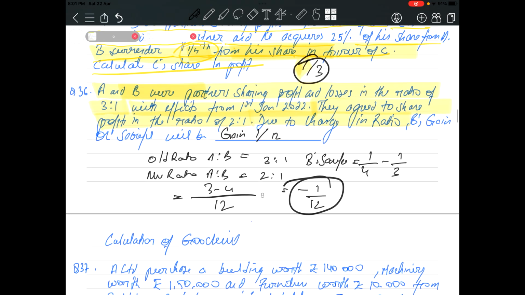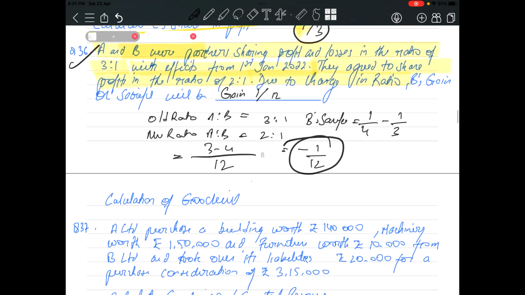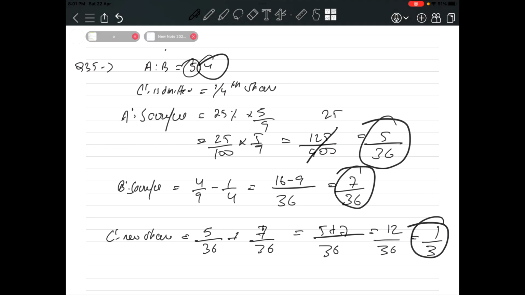I hope this is clear. 36 is done. Now if you want, you can note this down. Wait, I did not give you time to note this, right? If you want, you can note this down. Take a screenshot and note it. Question number 35.